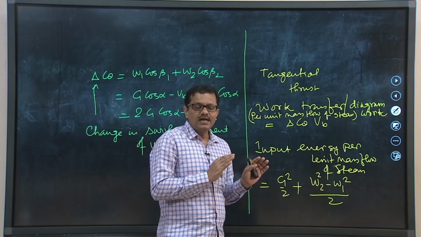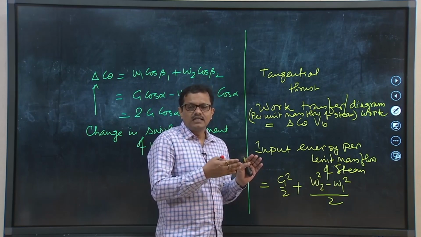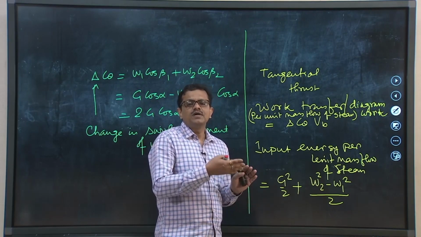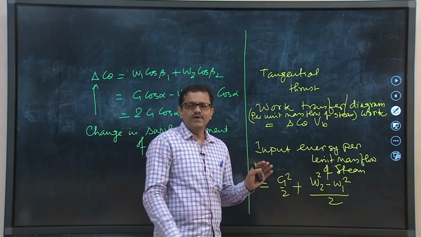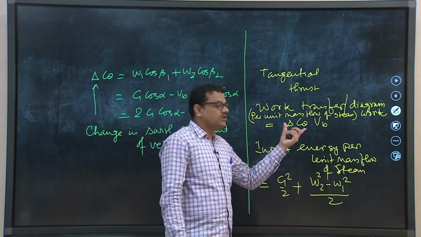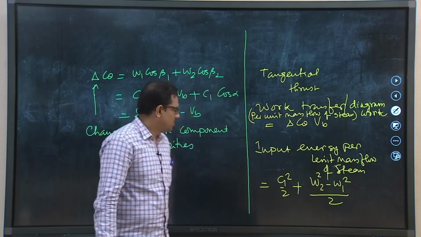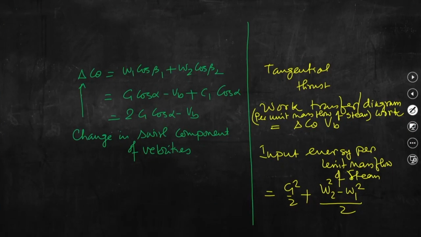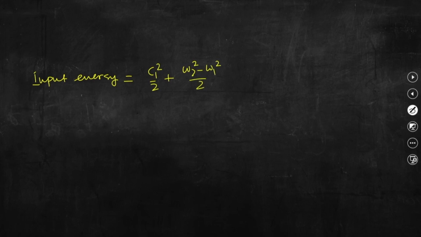We had seen that for the reaction turbine there is an increase in kinetic energy of steam because of the decrease in pressure, and that effect also should be taken into account, that is, what is the input energy given to get this amount of work output. So, if we write that input energy equal to C 1 square by 2 plus W 2 square minus W 1 square by 2.